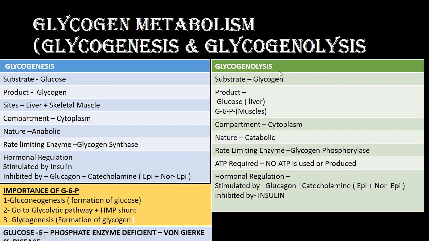Coming to glycogenolysis, as we know, substrate is glycogen, product is glucose in liver and glucose 6-phosphate in muscle. Compartment is cytoplasm, nature is catabolic. So glycogenesis is anabolic, glycogenolysis is catabolic. Rate limiting enzyme is glycogen phosphorylase. No ATP is produced or used. Hormonal regulation: stimulated by glucagon and catecholamines. See the difference. In glycogenesis, it is stimulated by insulin, whereas here it is stimulated by glucagon. Glycogenesis is inhibited by glucagon, whereas glycogenolysis is inhibited by insulin. So remember these 2 points.